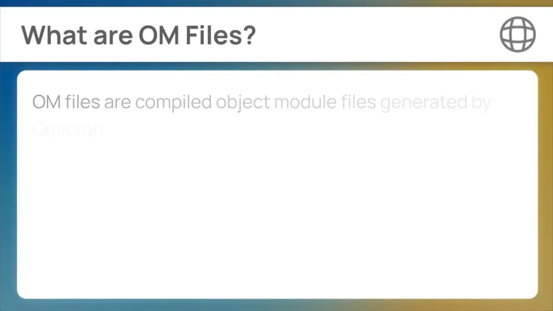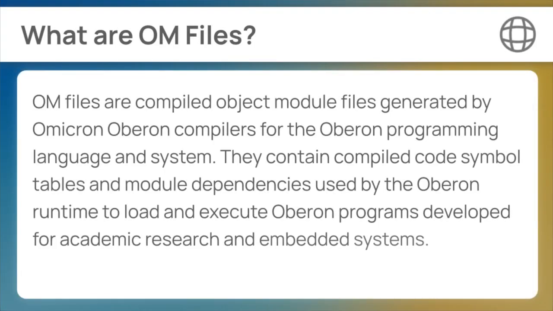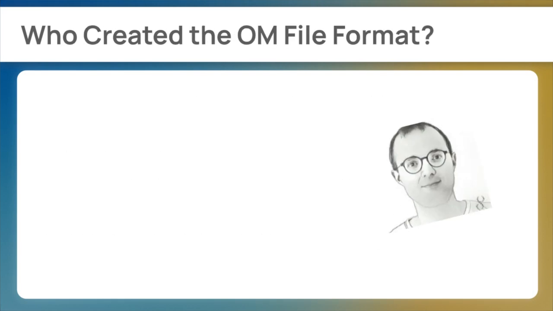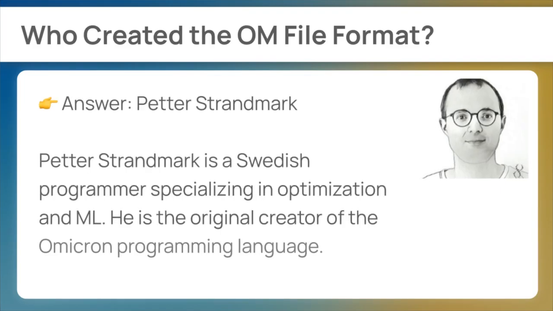OM files are compiled object module files generated by Omicron Oberon compilers for the Oberon programming language and system. They contain compiled code, symbol tables, and module dependencies used by the Oberon runtime to load and execute Oberon programs developed for academic research and embedded systems.